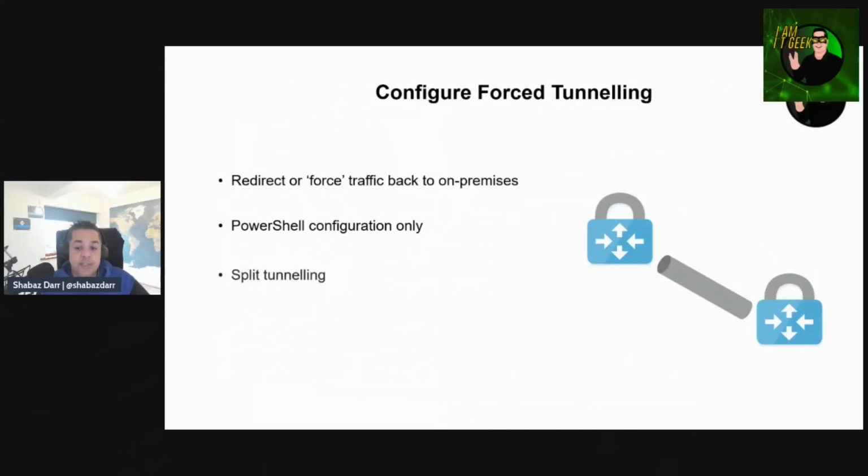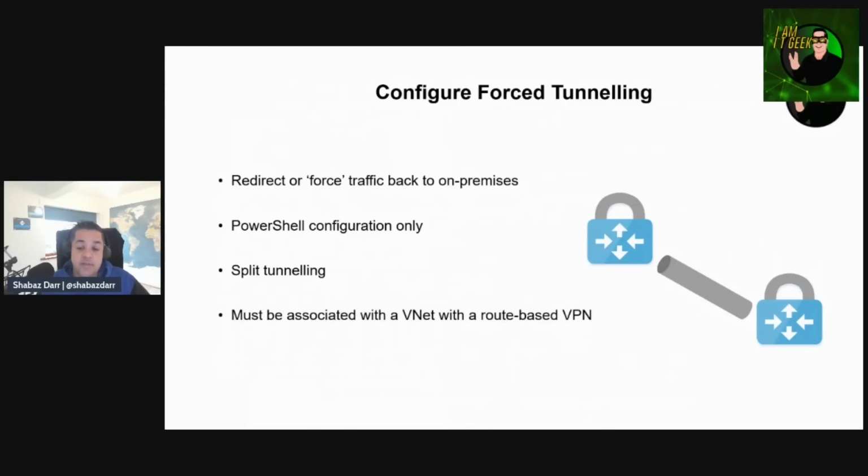With this split tunneling type, you can redirect all traffic for specific subnets directly to on-premises, while other subnets continue to have direct internet access without redirection. As we saw in the diagram, we had 3 subnets: 1 was going to the internet and 2 were force tunneled. There are some considerations when you're working with force tunneling as well.